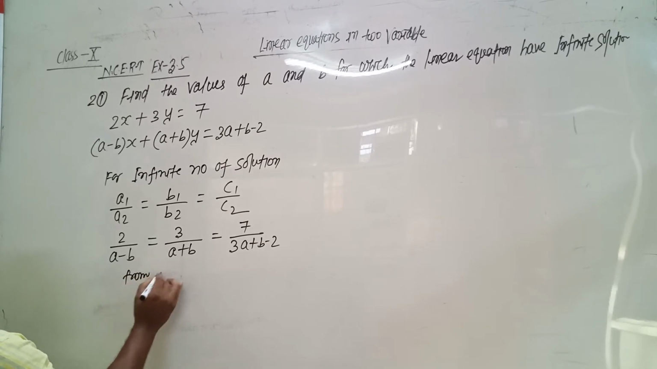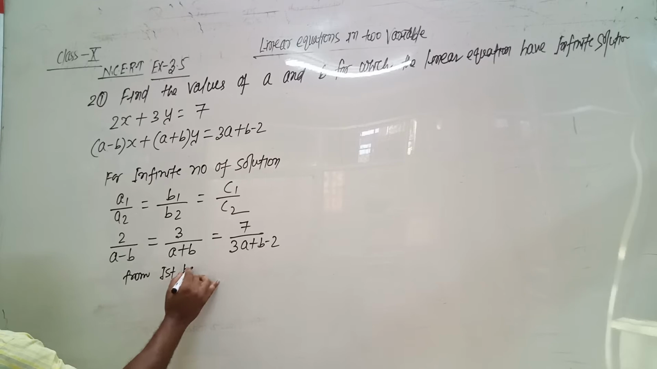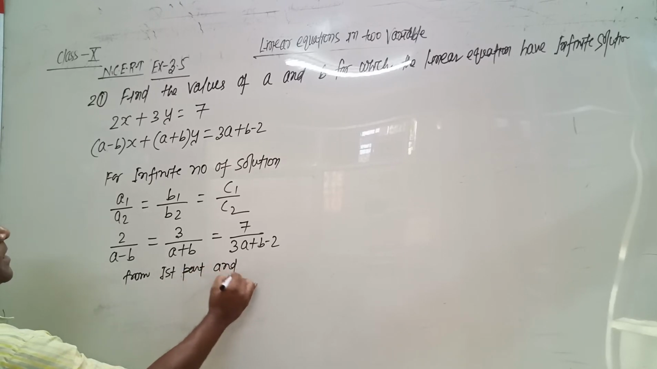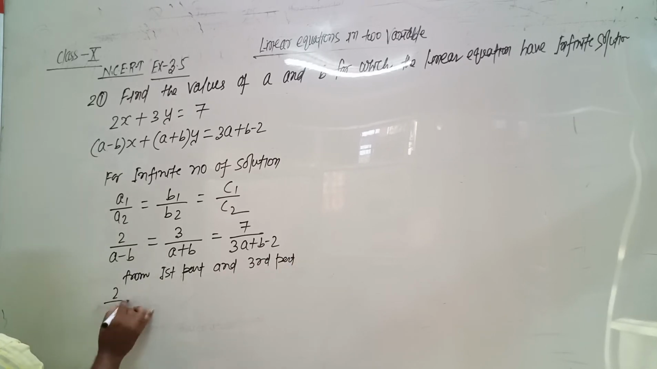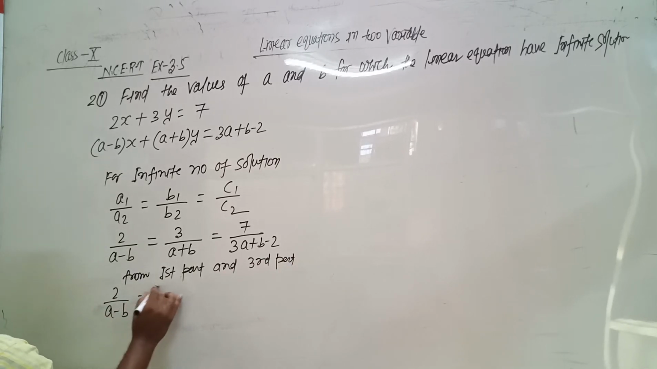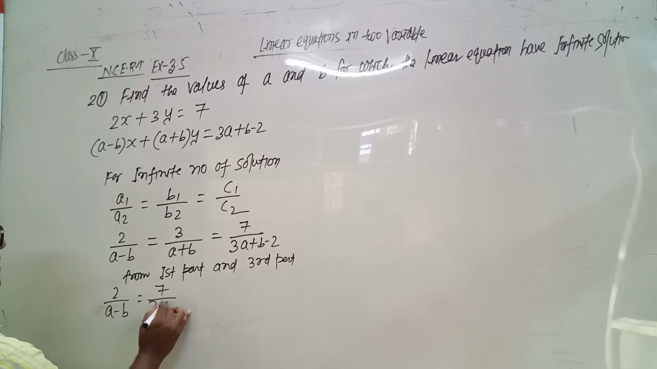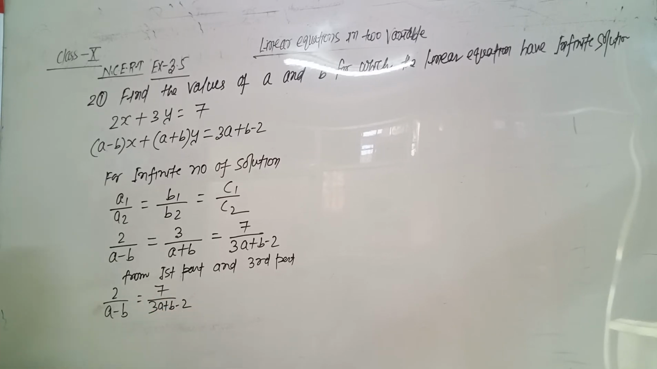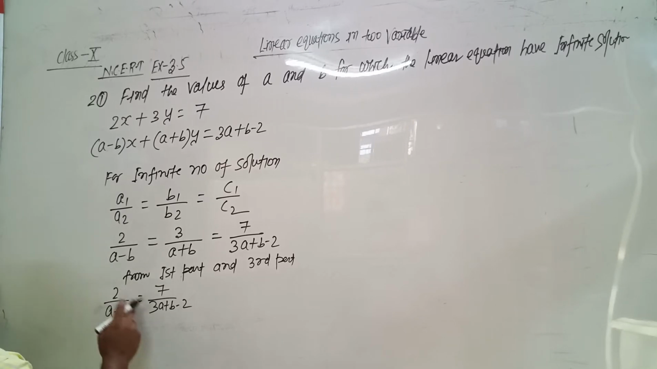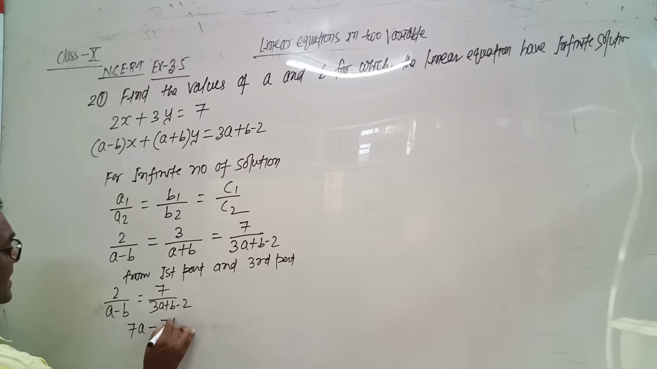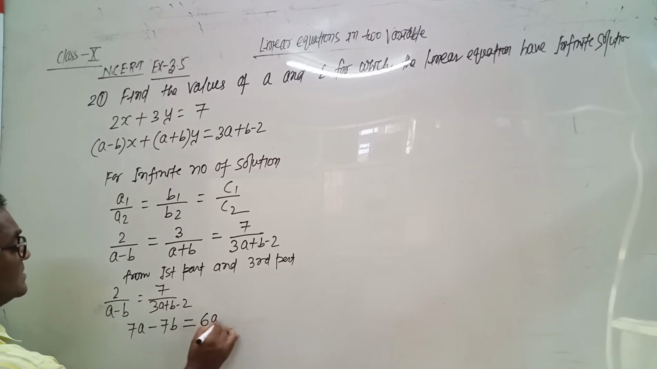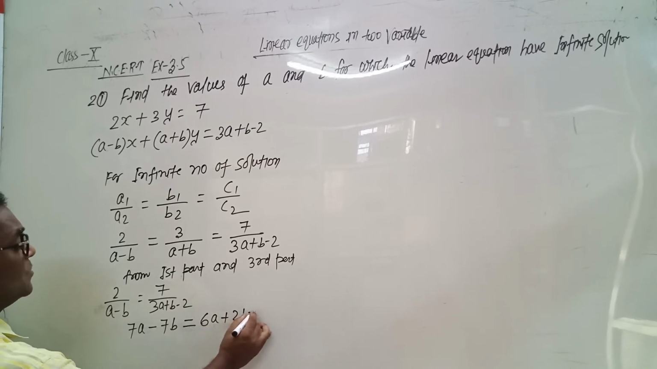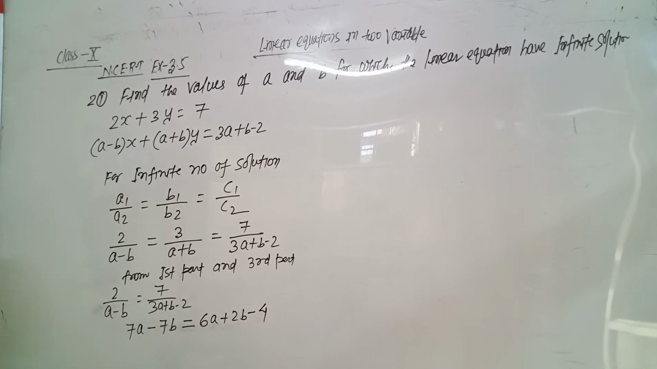From first part and third part. So 2 upon a minus b equals to 7 upon 3a plus b minus 2. Do cross multiplication. So 7 into a, 7a minus 7 into b, 7b equals to 2 into 3a, 6a plus 2 into b, 2b minus 2 into 2, 4.